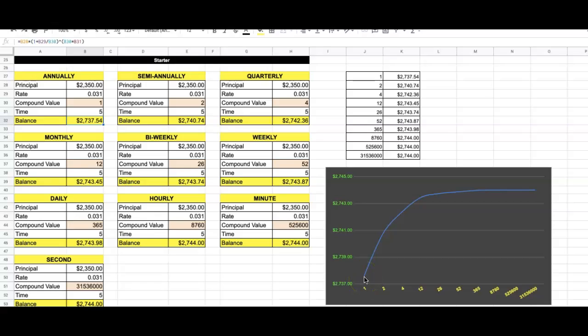So you would think that the more frequently you compound and calculate interest, that this would just keep going up and growing and growing. But it reaches what we called a limit, and it kind of leveled off. So it doesn't matter if we do it every second, every millisecond, 100 times per second, every nanosecond, it's going to level off at this 2744. So instead of calculating it as fast as you possibly can, there's a math application for that called continuous compounding.